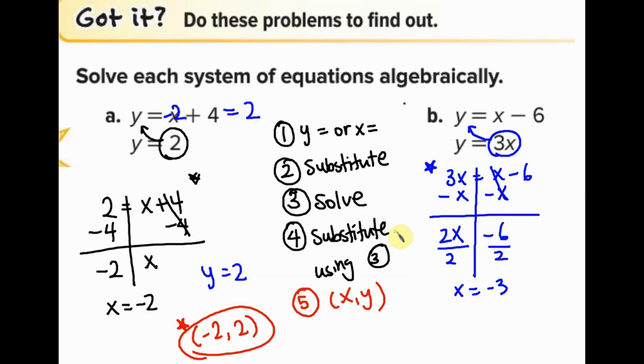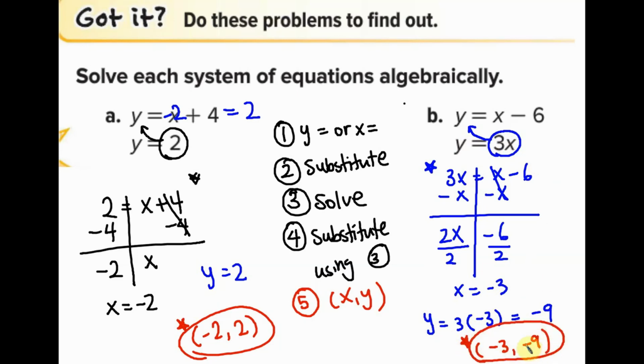Now step 4 is for you to substitute this value again into either of your equations. I prefer to plug it into the shorter one, so that way it'll be fewer steps. If I plug into y is equal to 3x, this will look like y is equal to 3 times x, which was negative 3. This will make negative 9 when you multiply them. So that's how I know when you write the answer, x is negative 3, y is negative 9, and that is going to be my solution.